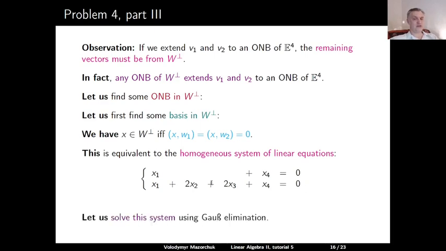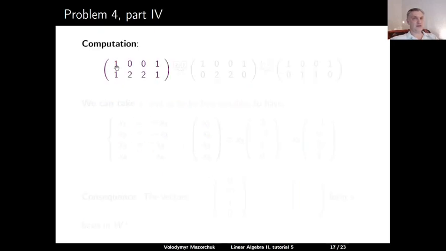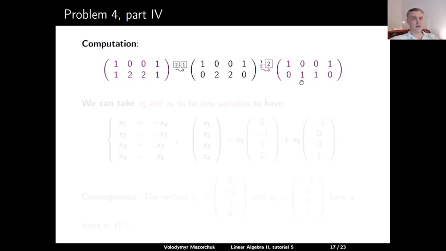So let's solve this system using Gauss elimination. We write the matrix of the system, which is 1, 0, 0, 1, 1, 2, 2, 1, and we reduce it to a row echelon form. So we use this one to kill this one, so we subtract row 1 from row 2. Row 1 remains the same, 1, 0, 0, 1, and row 2 becomes 1 minus 1, 0, 2 minus 0, 2, 2 minus 0, 2, 1 minus 1 is 0. And now we divide row 2 by 2. Row 1 remains the same, and row 2 becomes 0, 1, 1, 0.